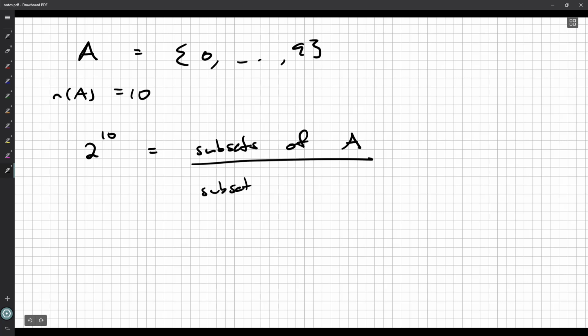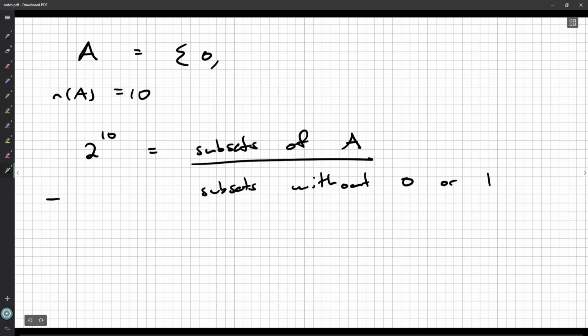are subsets without 0 or 1. And we don't want that. We want to remove that from the total. So how many subsets are there of 0, 1, 2, 3, 4, 5, 6, 7, 8, 9 that don't have 0 and 1?